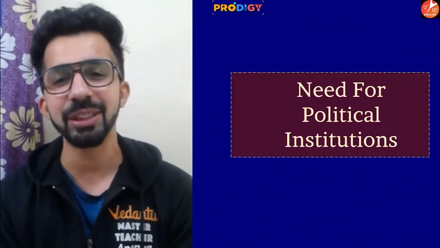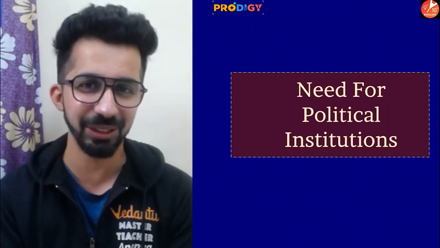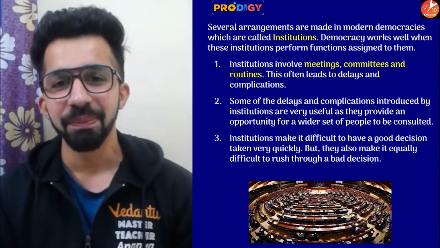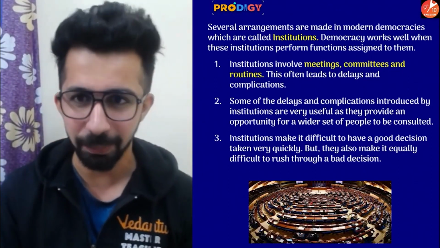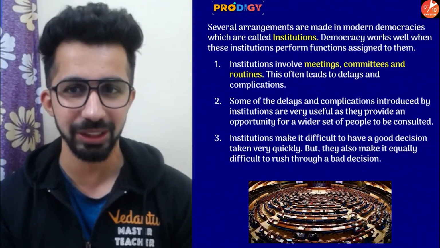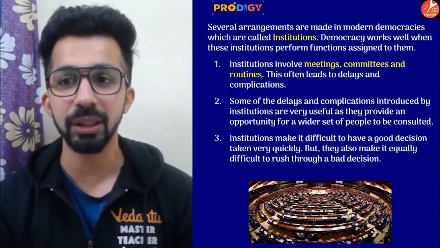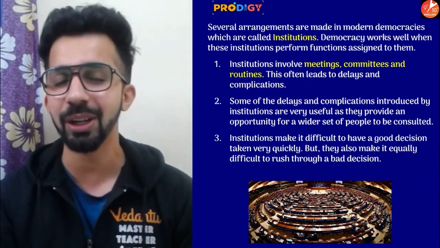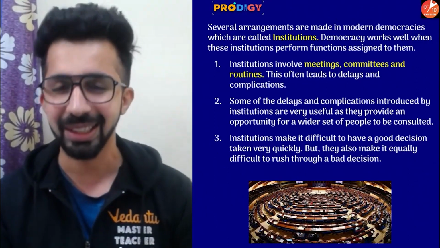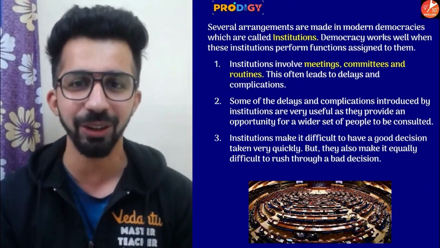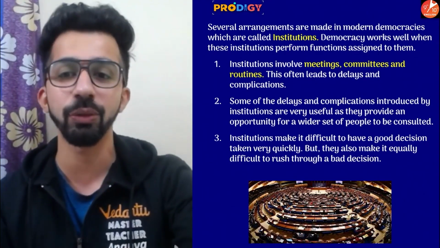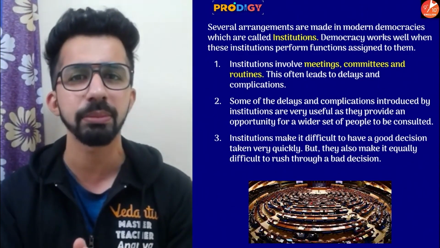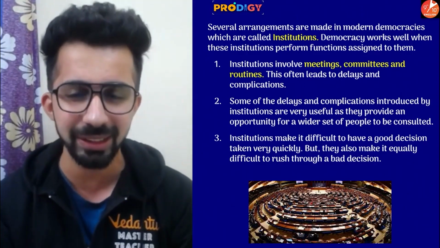Simple. So guys, why do we need political institutions? A very, very important question, guys. Let's understand. Now guys, several arrangements are made in modern democracies which are called institutions. Democracy works well when these institutions perform functions assigned to them. Now guys, how do these institutions actually work? Let's have a brief idea on this. Guys, institutions involve meetings. Okay guys, so in these institutions there are many people who are working. Many people are the part of these institutions.